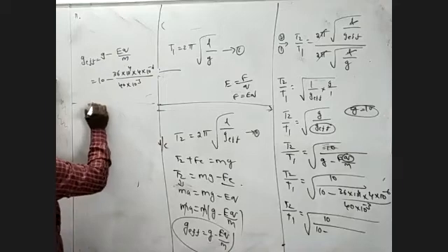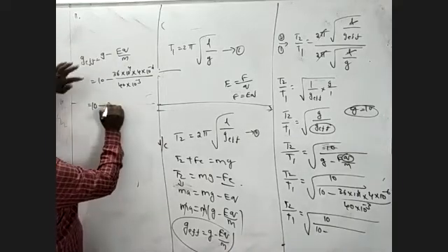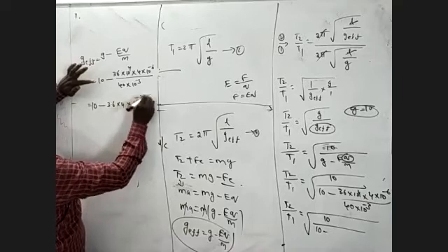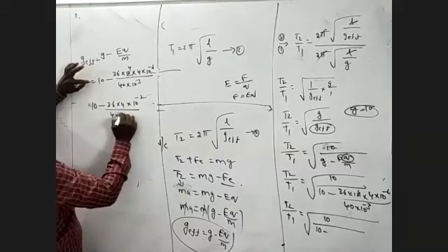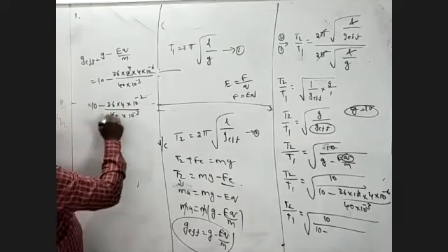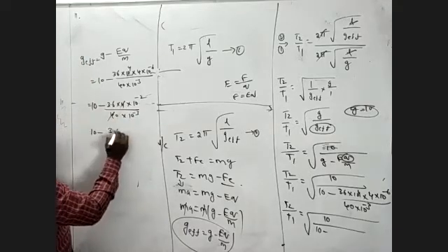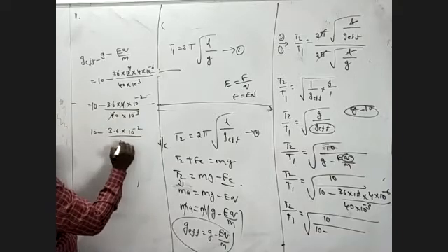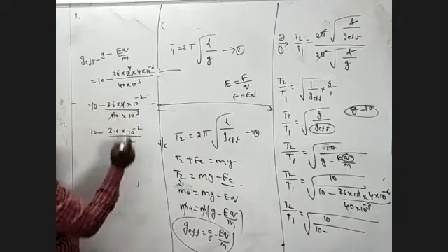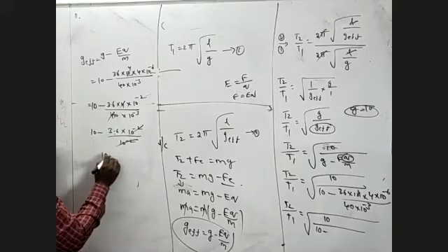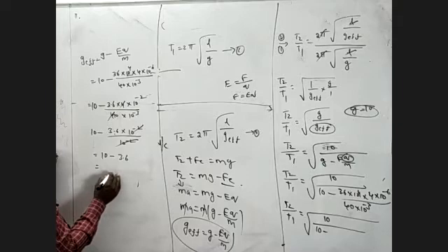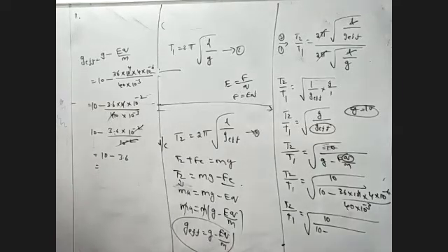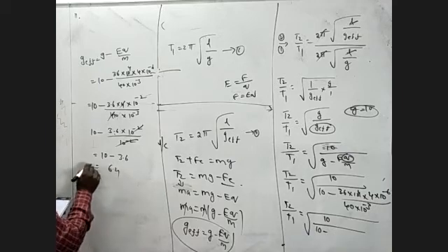10 minus (3.6 into 4 into 10 power of minus 2) divided by (40 into 10 power of minus 3). Here the 4 cancels, and the 10 power of minus 2 cancels. 10 minus 3.6, this value is 6.4. This is g effective.